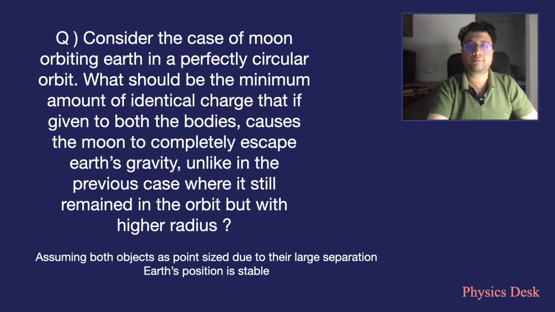In my previous problem, we talked about the Moon orbiting the Earth in a circular orbit, wherein both Moon and Earth get an identical charge Q, which causes them to move apart, and the Moon therefore entered into a higher circular orbit around Earth. There the question was, what should be the magnitude of charge in order for the Moon's orbital radius to achieve a desired value, say 4 times or 5 times or n times.